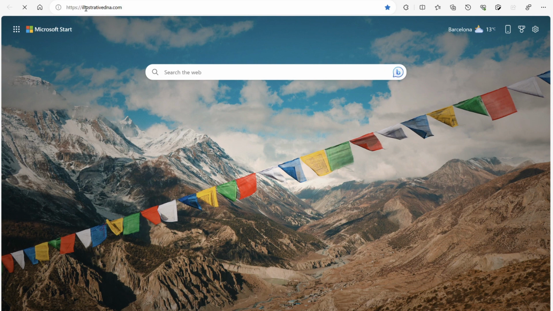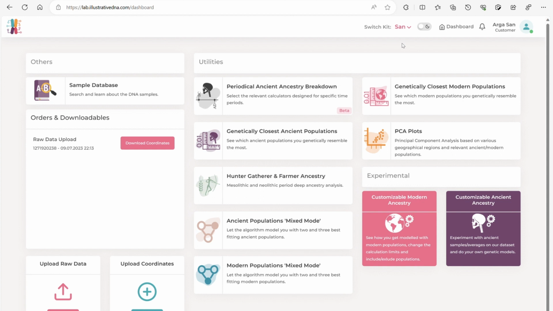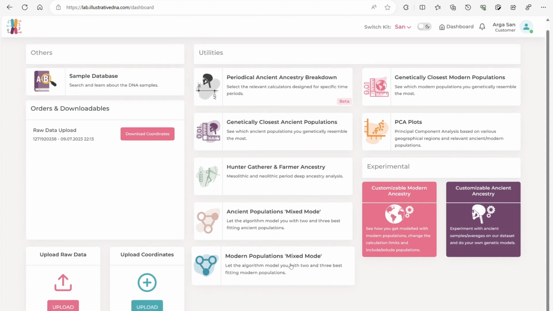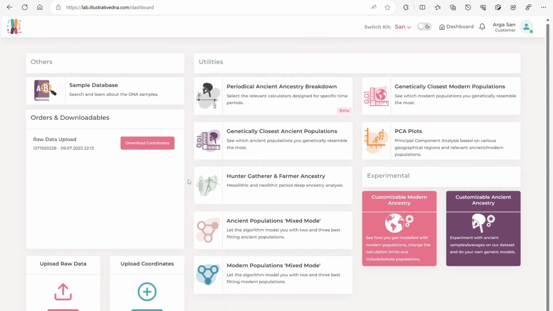I am from Nepal, and I belong to the native Khas ethnic group. Khas is an Indo-Aryan ethno-linguistic group native to the Himalayan region of the Indian subcontinent, which is now Nepal and bordering states of India. As you can see on the screen, I have my results ready. Illustrative DNA gives you results about your ancient ancestry, hunter-gatherer and farmer ancestry, genetically close ancient and modern populations, and more. Let's start by looking at the ancestry breakdown.